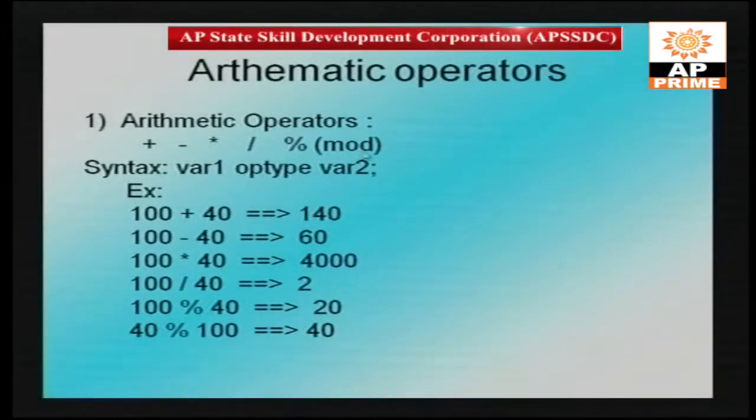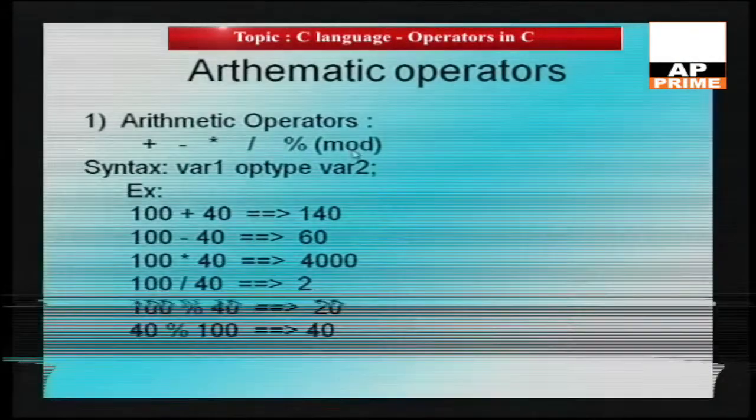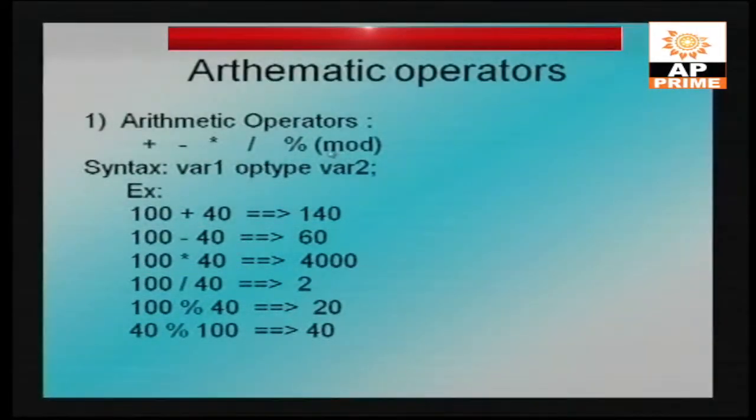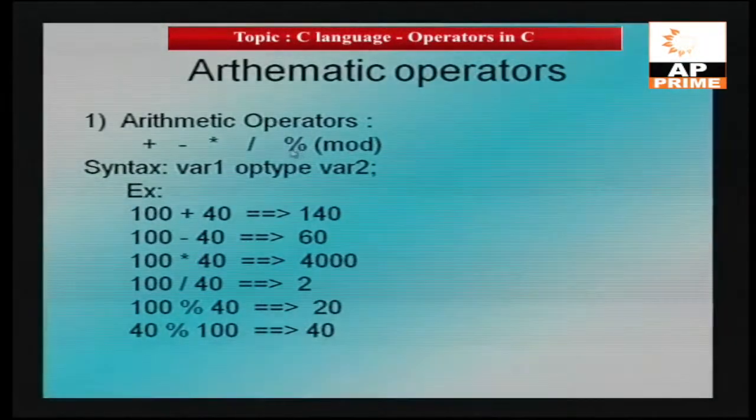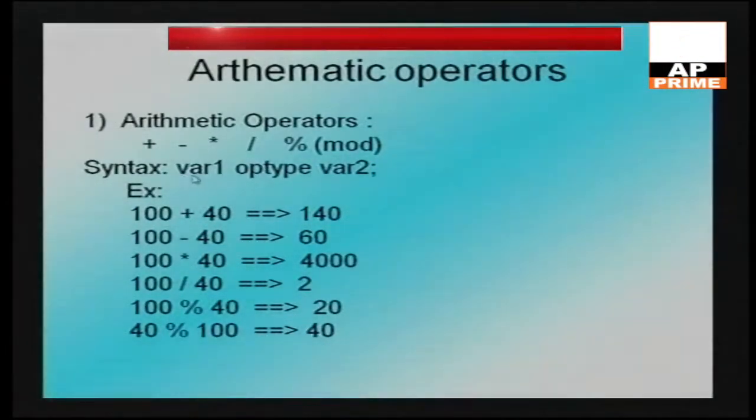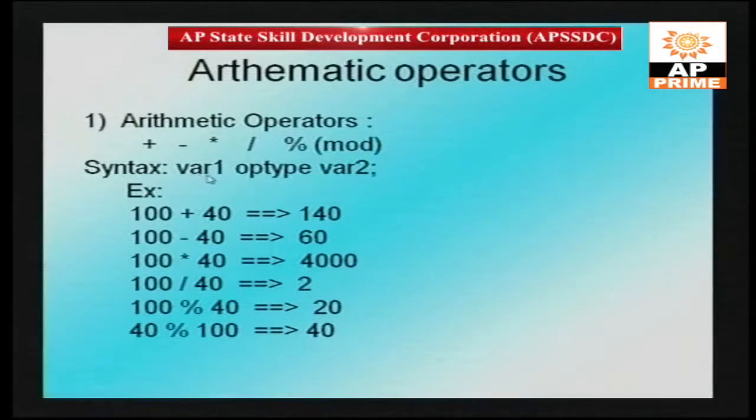Percentage is called modulus. If one variable is divided by another variable and you want to store the remainder value, use percentage. The quotient value is stored by divided by, and the modulus value is stored by percentage. Now see how this operator syntax works: variable 1, operator type, variable 2.